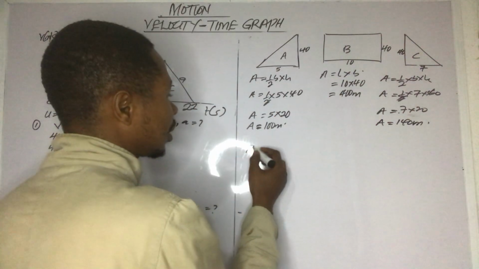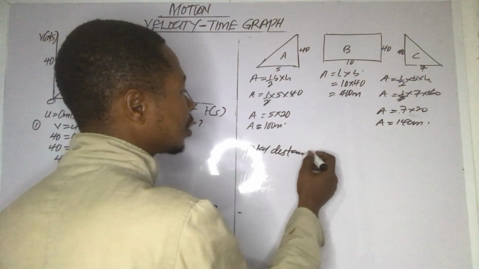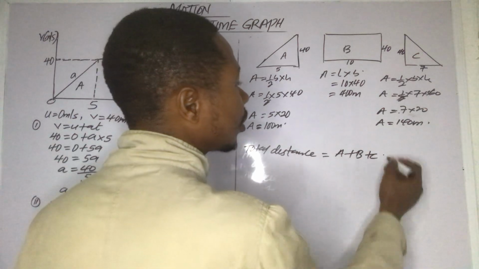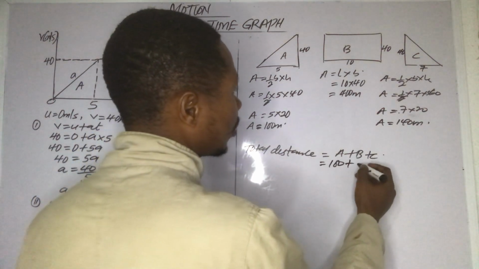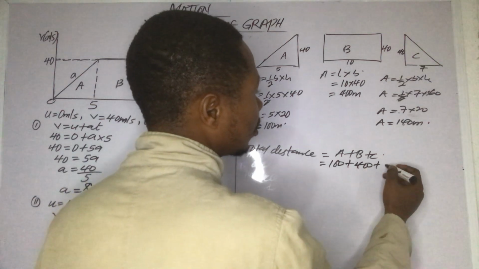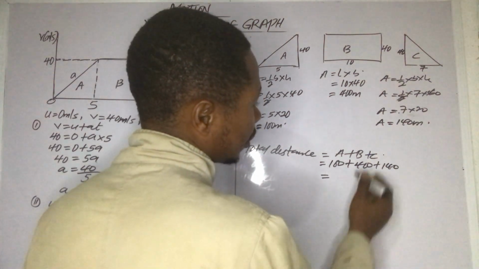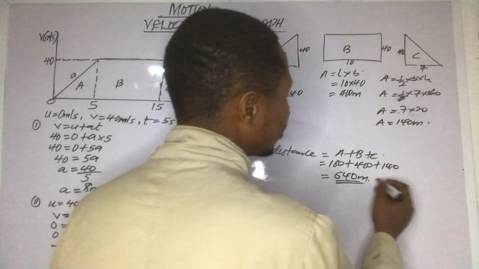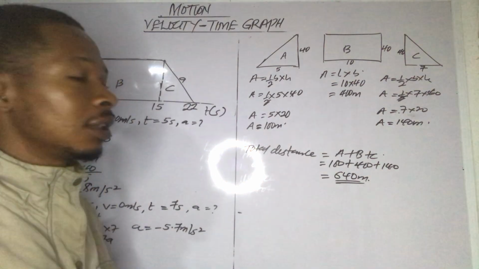So total distance traveled now. Total distance should be equal to area of A plus area of B plus area of C. So that will be 100 plus 400 plus 140. So in that case, you have 500, that's 640 meters. So the total distance traveled by the vehicle is 640 meters.